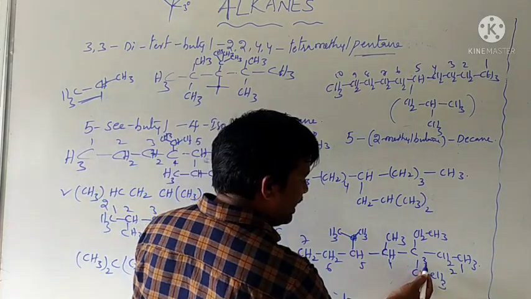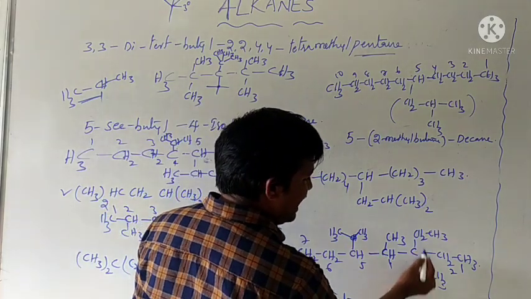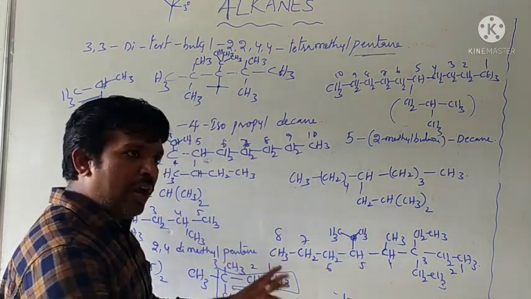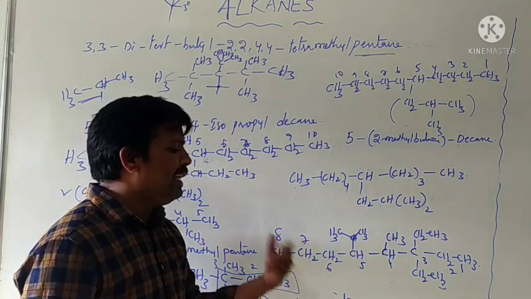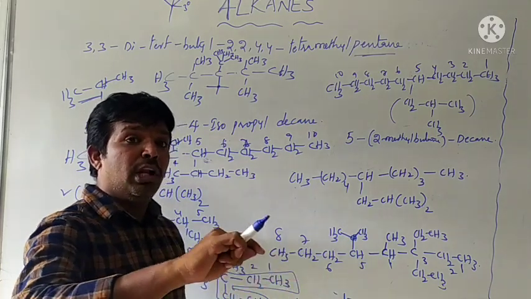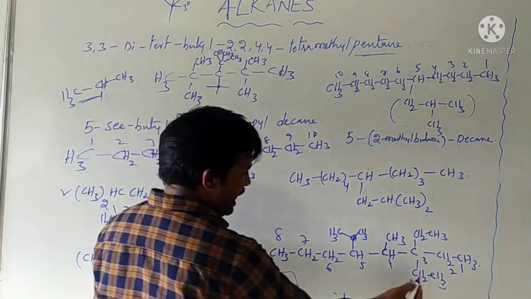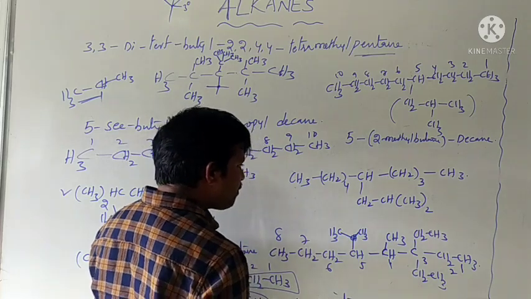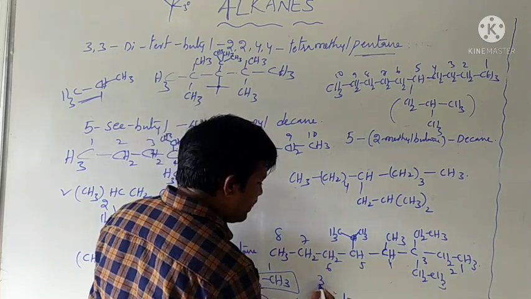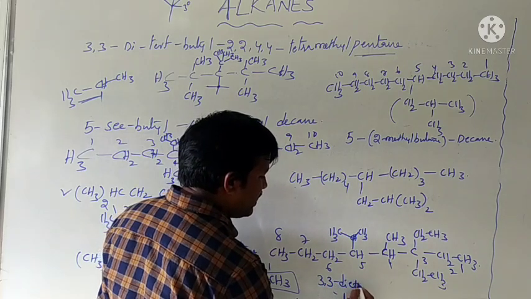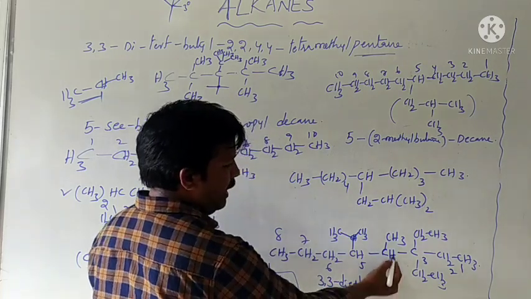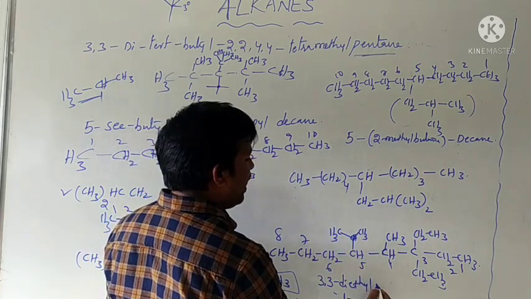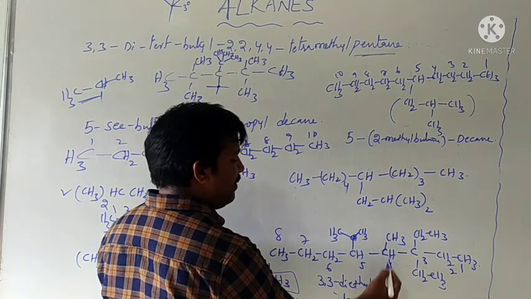Therefore, at third position, ethyl and ethyl, diethyl, and fourth position, methyl, and fifth position, isopropyl. Therefore, when we write the name, we have to follow alphabetical order. Therefore, ethyl is first in alphabetical order. Therefore, what is that? 3, 3, diethyl, and methyl is here, isopropyl here. Isopropyl comes first when compared with M in alphabetical order.